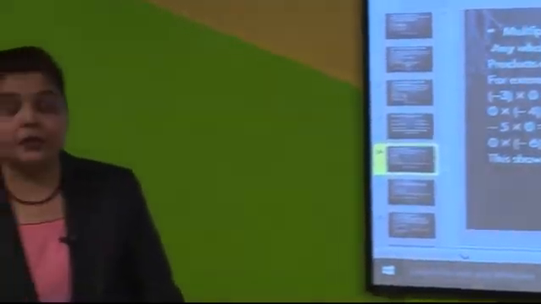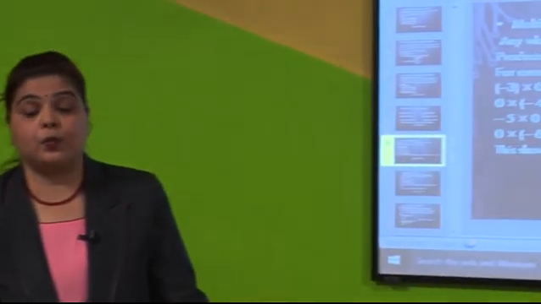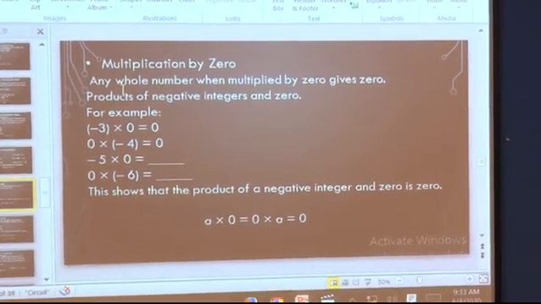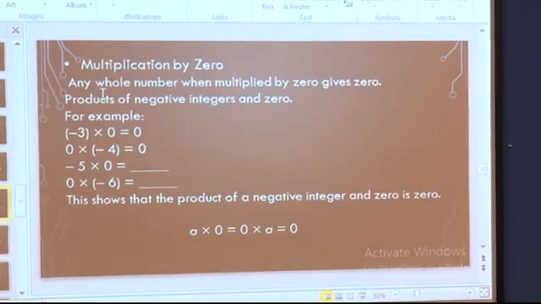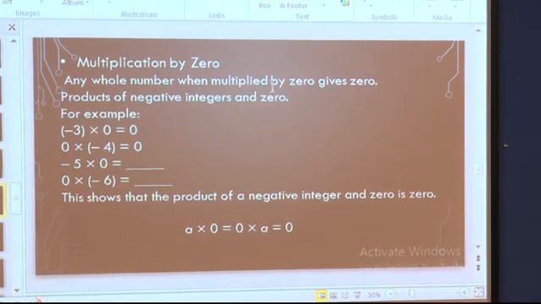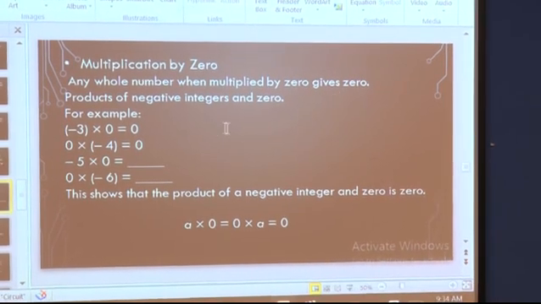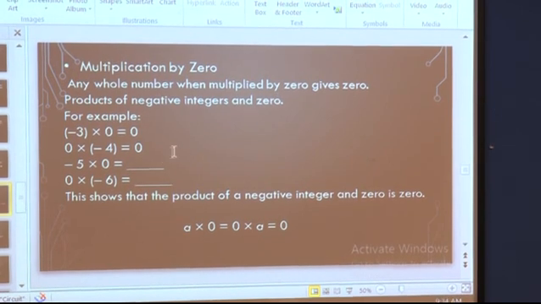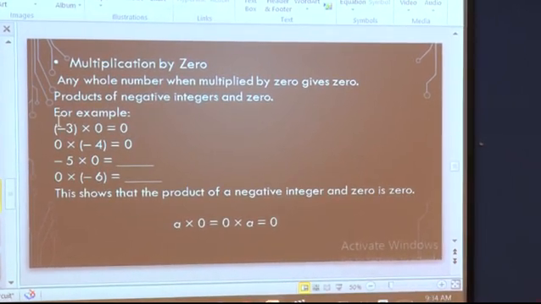Now, multiplication by 0. We learned in the previous topic addition with 0, and now we will learn about multiplication by 0. So, any whole number, 2 into 0 is 0. Any whole number when it is multiplied by 0 gives 0. Or we have to find, is it possible for integers also? Yes, the product of a negative integer and 0. So, here we will get 0 everywhere: when we multiply negative integers with 0, it is 0.